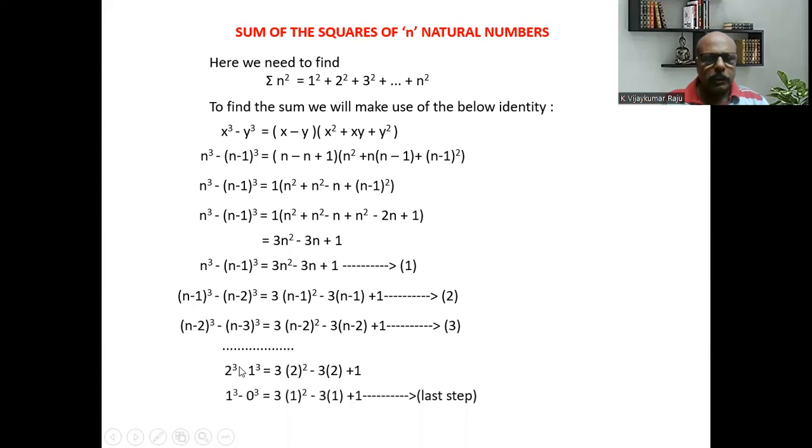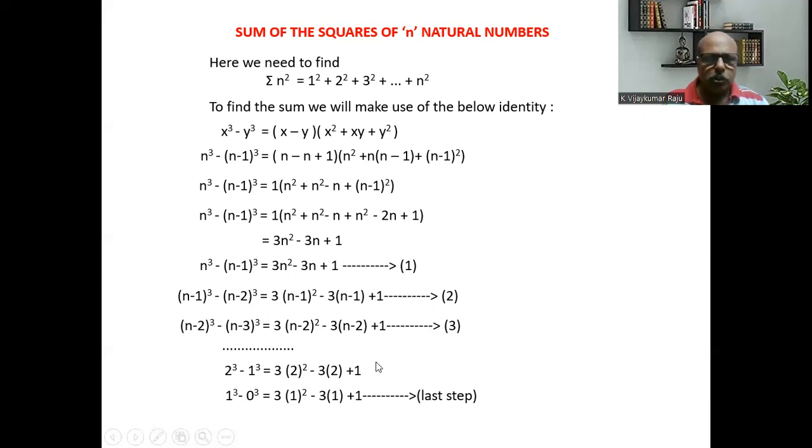So when you do that, lastly we come to 2³ minus 1³. That is 3 into 2² minus 3 into 2 plus 1. And 1³ minus 0³. That is 3 into 1² minus 3 into 1 plus 1. So this will be your last step. Okay. So we have got this first equation, second equation, third equation, fourth, and this is our last step.